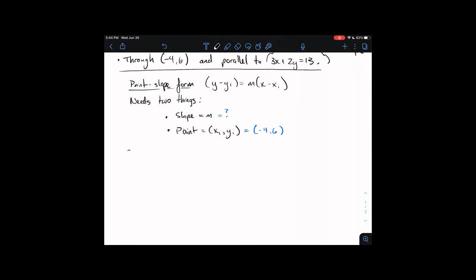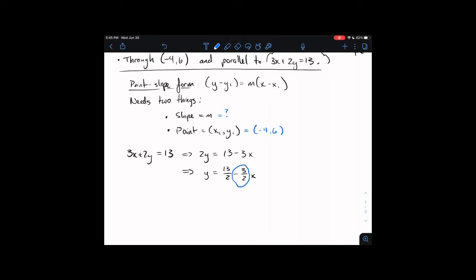Well, let's just put it into slope-intercept form, where the slope is very easily visible to us. In order to do that, we're going to solve for y. So I'm going to subtract 3x from both sides. I get 13 minus 3x. And then I'm going to divide by 2. So 13 halves minus 3 halves x. So the term in front of x should be a little bit more clear.